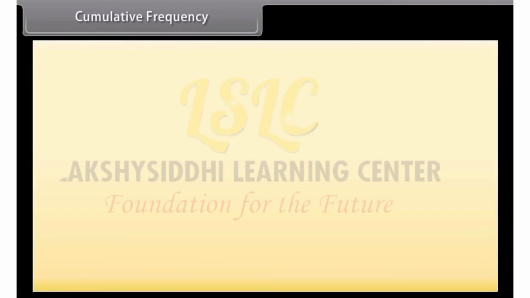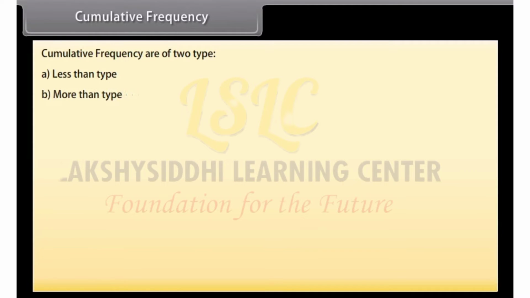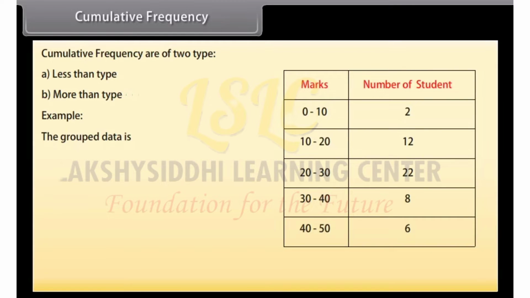Cumulative frequency. Cumulative frequency are of two types. A. Less than type. B. More than type. Let us understand it with example. The grouped data is, for marks 0 to 10, number of students are 2. For marks 10 to 20, number of students are 12. For marks 20 to 30, number of students are 22.